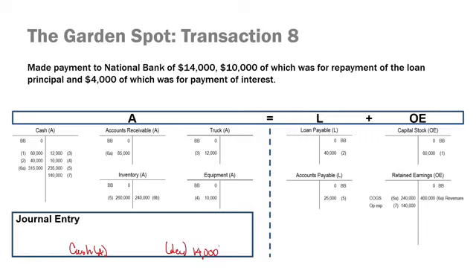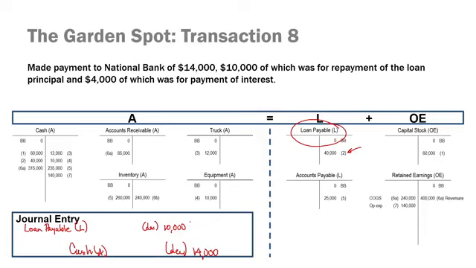$10,000 of that $14,000 payment was a repayment of the loan principal. So remember, we have this loan here that we took out for $40,000, and this payment is repaying $10,000 of that. So our liability, our loan principal, goes down by $10,000. So let's record that reduction in our loan payable liability account as a left-hand side entry or a debit. It's a liability account, its balance goes down. So that's a left-hand side.